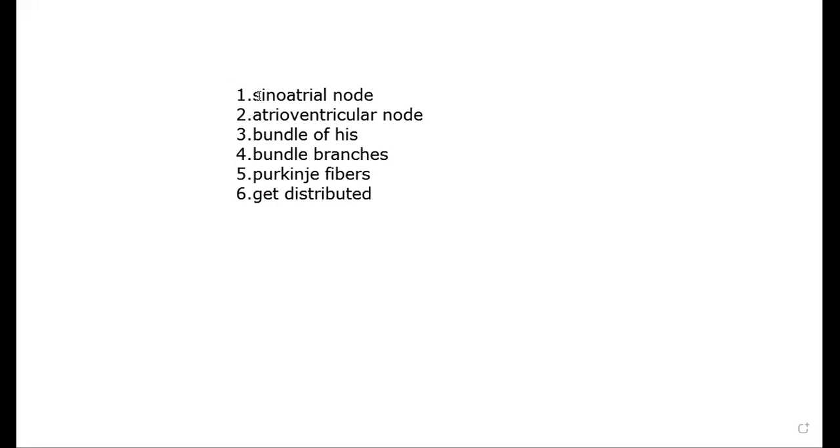This is how it flows from the sinoatrial node, which is the SA node, to the AV node. From the AV node, the bundle of His. From the bundle of His to the bundle branches. From the bundle branches to the Purkinje fibers. That is where it ends, and then it goes back. So let me just explain that now.